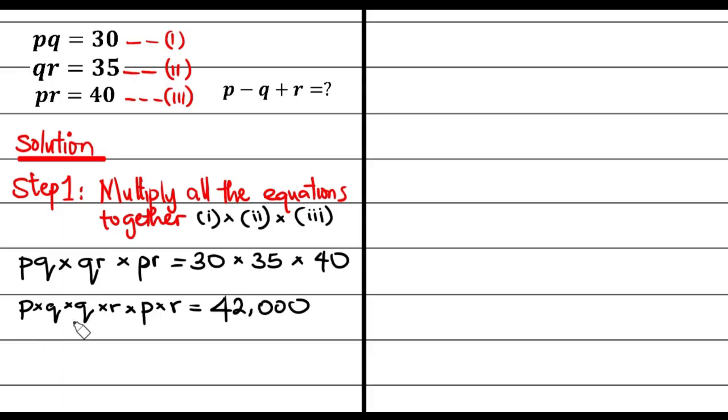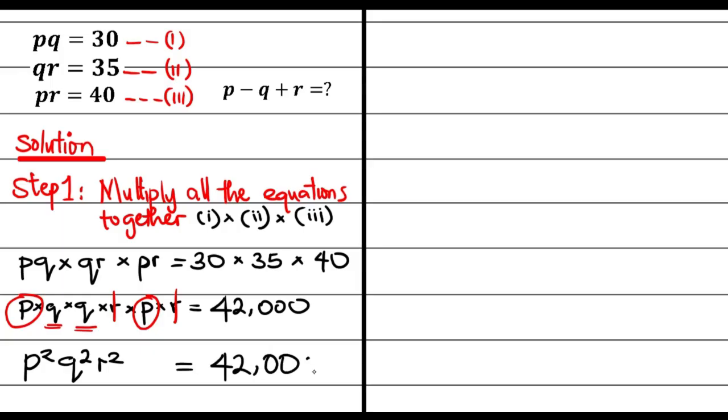I'm going to need to combine what is common at the left hand side here, and I can see P is here, then another P is here, that is P square. Then I can see Q is here, another Q is also here, and that is Q square. Also, I can see one R here, this is another R here, and that is R square, all equal to 42,000.